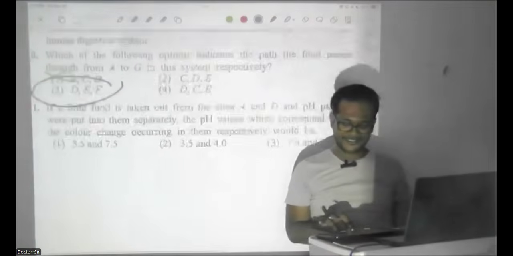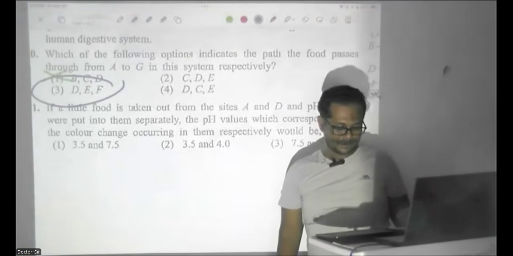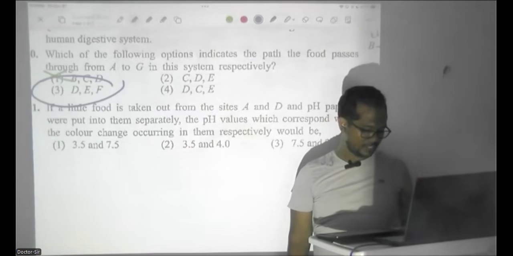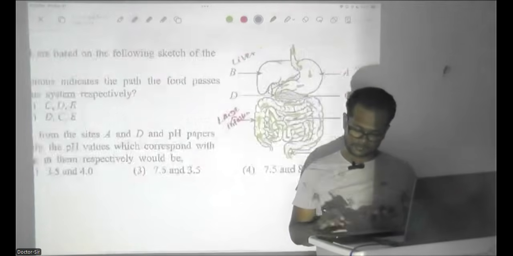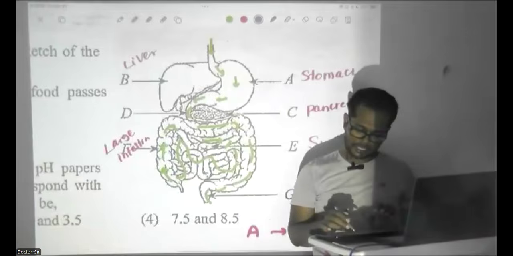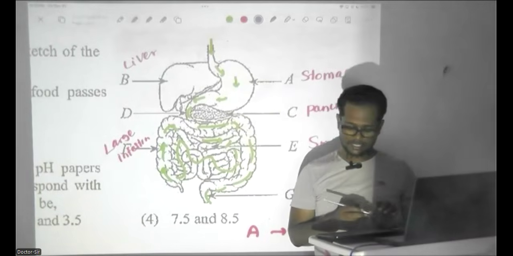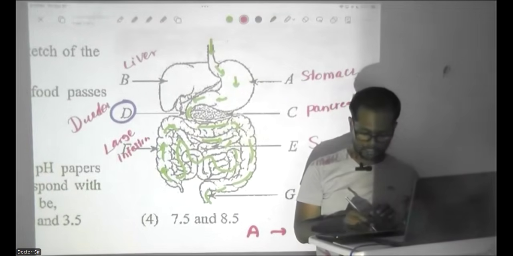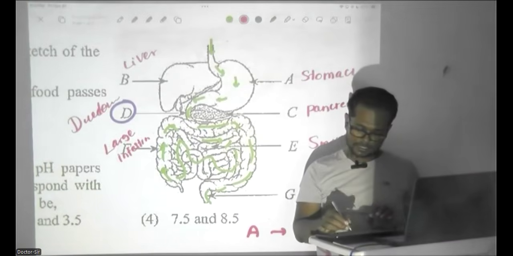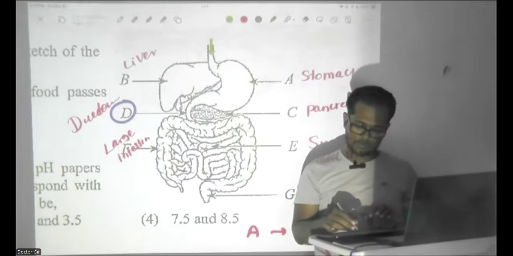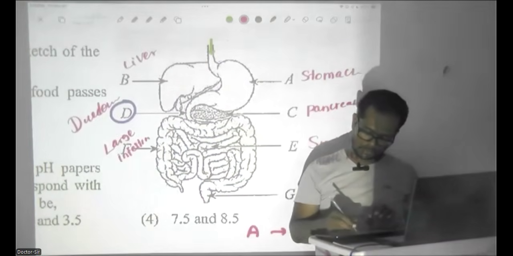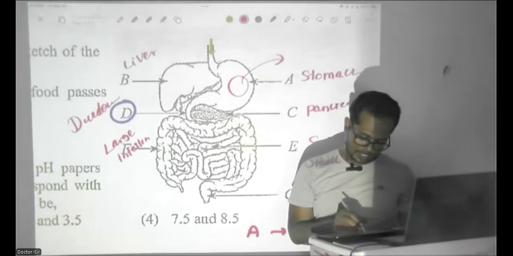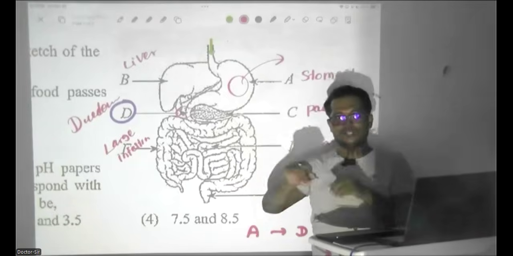Okay, right. Now we will move on to the next question. Question number 11. If a little food is taken out from the A and D, there are little foods they are going to take from the A and D. Now tell me, A is the stomach, D is the duodenum. So now we are going to take some food out from this area. I will take some food from the stomach, cut the intestine and take the food out. Then I will cut the duodenum and take some food out.